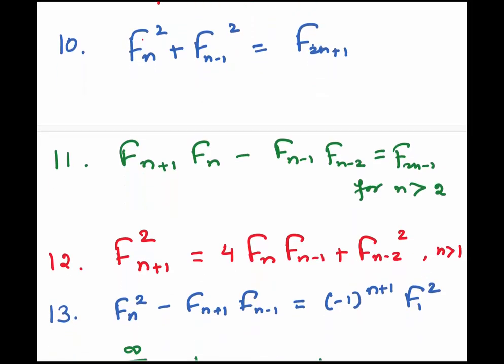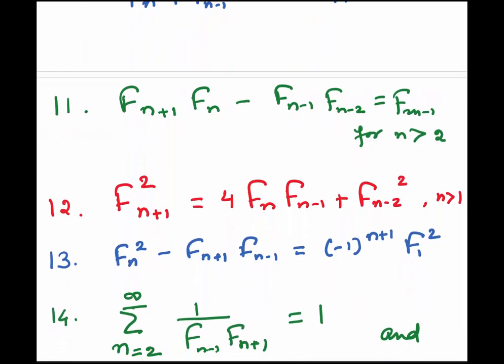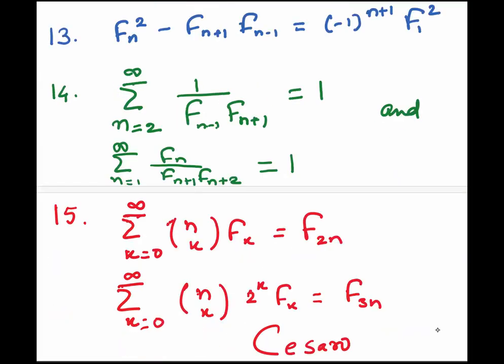In the 12th one, we have F(n+1) whole squared is equal to 4F(n) into F(n-1) plus F(n-2) whole squared, and this is for all values of n greater than 1. Look at the 13th identity. F(n) squared minus F(n+1) into F(n-1) is equal to (-1) to the power n+1 F(1) whole squared. Now as you know that F1 is nothing but 1. This means that the difference of the two terms on the left hand side will always give us either plus 1 or a minus 1.